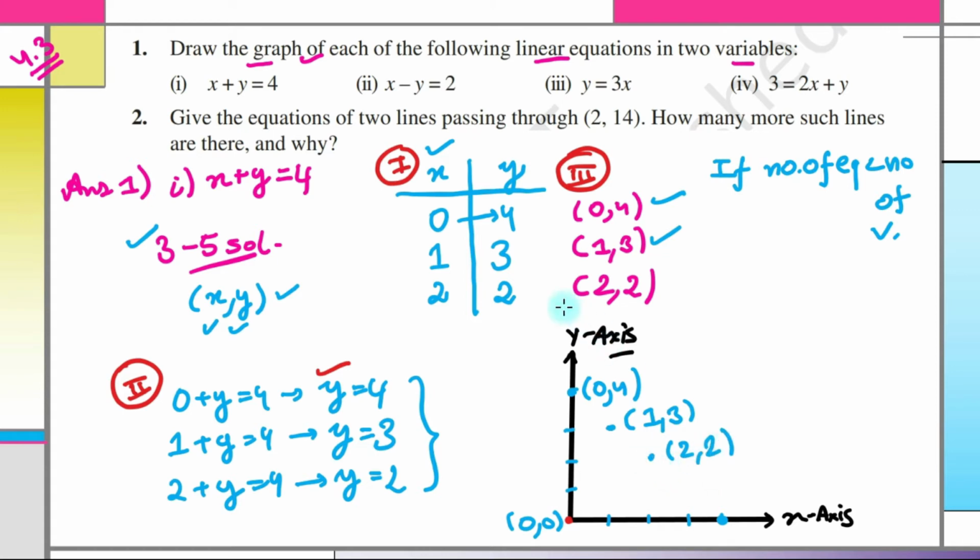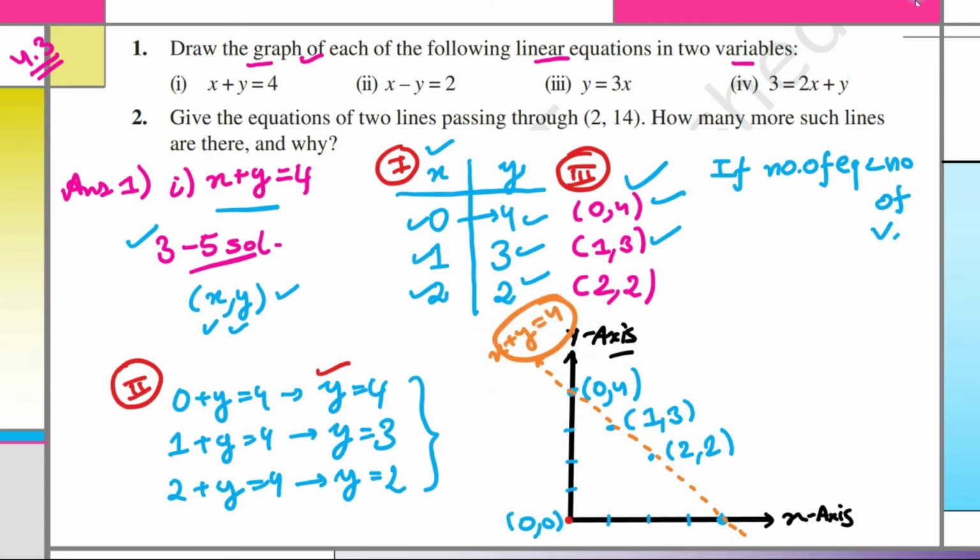Let's cross verify here. We have taken x as 0, 1 and 2, so the respective values of y are 4, 3 and 2, and we can confirm this: 0 plus 4 is 4, 1 plus 3 is 4, and 2 plus 2 is also 4. We wrote them as (0, 4), (1, 3) and (2, 2), and we plotted them. Now we connect them. If we connect all of these points, this is the graph of x plus y equals 4. So our question is now solved.